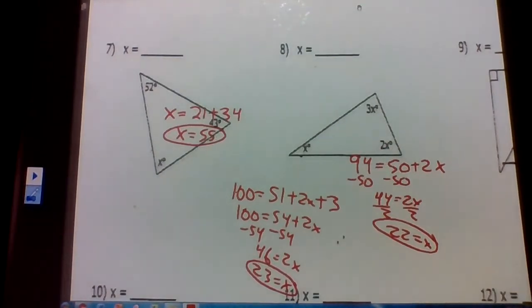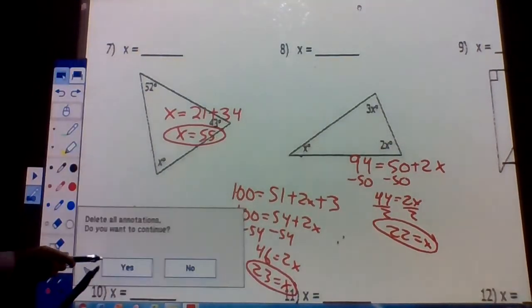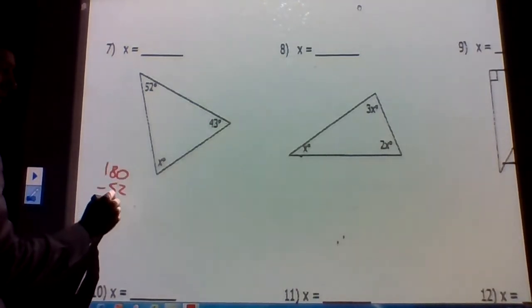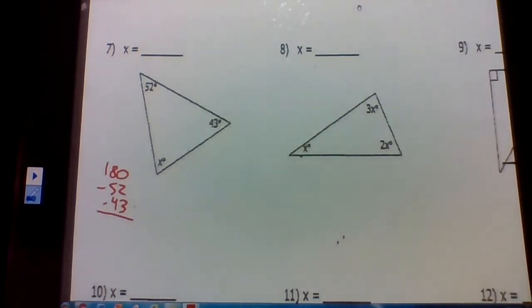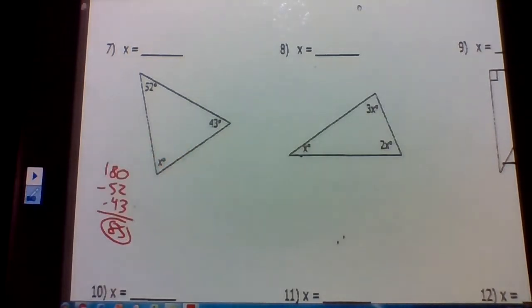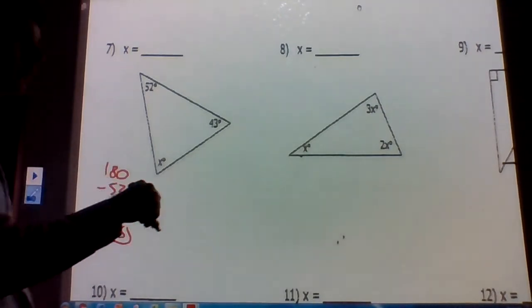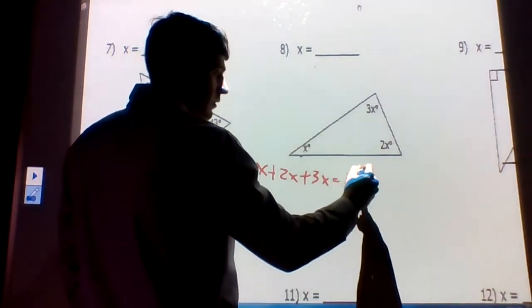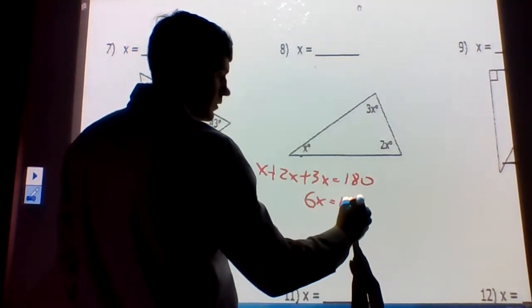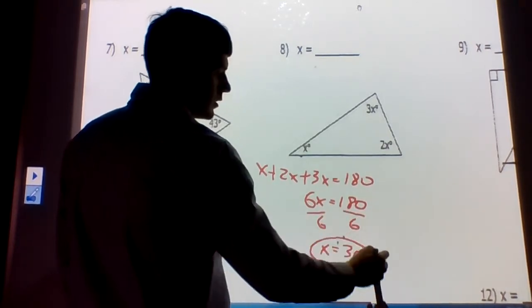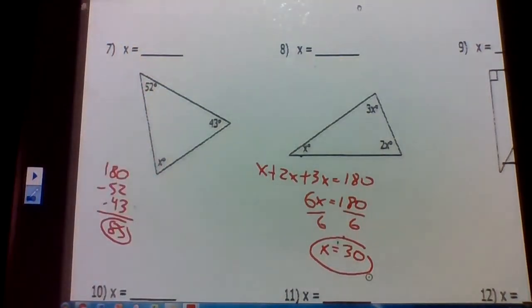Okay, 7 and 8, again, we're back to the triangle sum theorem here. The three angles of a triangle add up to 180. So basically 180 minus 52 minus 43 is going to give us, that's 95, so it's going to be 85. Right, x is going to be 85. Okay, over here, our three angles add up to 180, so x plus 2x plus 3x equals 180. So that's 6x equals 180. You divide by 6, x is going to be equal to 30. 6 goes into 18 three times, and you have a 0 left, so that's going to be 30.